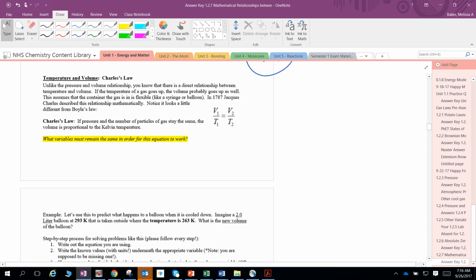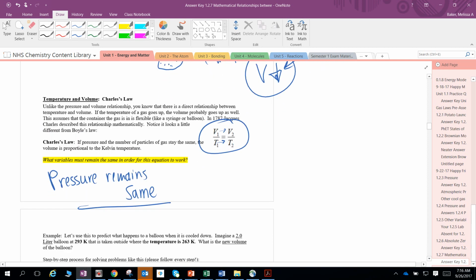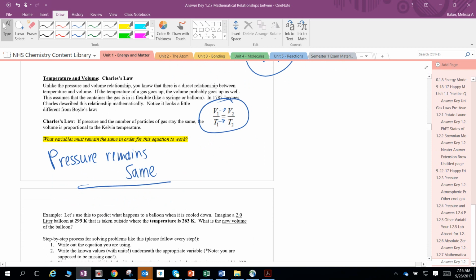So this mathematical relationship is called Charles' law. You can see it says as the volume goes up, this is a direct relationship, the temperature must also go up at a proportional rate. But in order for this equation to work, pressure must stay the same. And we'll talk about that. It was a little bit interesting with that demonstration because it's hard to sometimes control the pressure. And also the number of particles must stay the same.